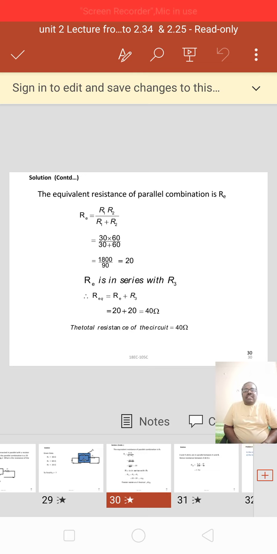That R parallel is in series with R series. So R equivalent equal to R parallel plus R series, that is 20 plus 20 equal to 40 ohms. The total resistance present in the circuit is 40 ohms.